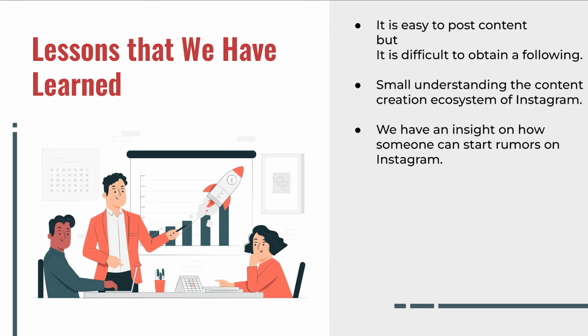Here are some things we learned. It is easy to create an Instagram account and post content, but it is difficult to obtain a following to interact with said content. We have a brief idea of the content creation ecosystem of Instagram. We have an insight into our own opponents, the rumor millers. We can have an idea of how they function, as their operation is similar to ours.